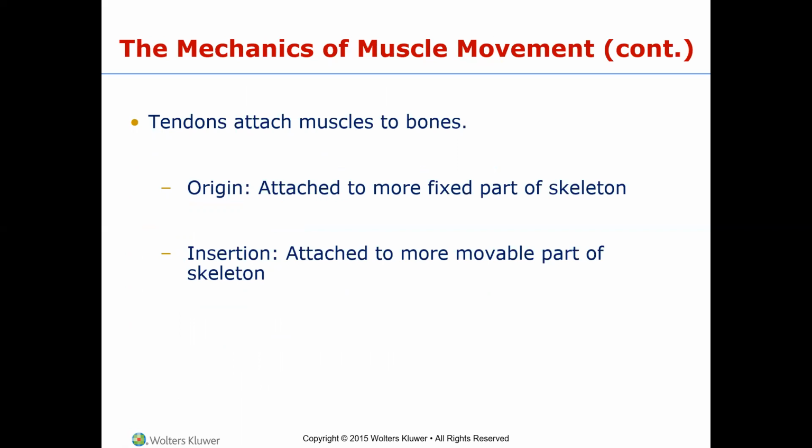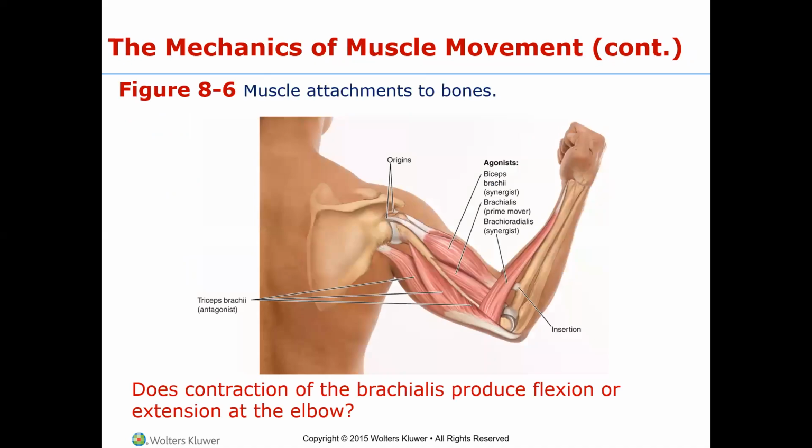You do need to know that muscles attach to bones via tendons. There are two different areas where the muscle attaches. The origin is the fixed point, and the insertion is where it moves. So if we look here, the origin for these muscles would be at the fixed spot at the shoulder, and then the insertion, where it's moving, would be at our elbow.